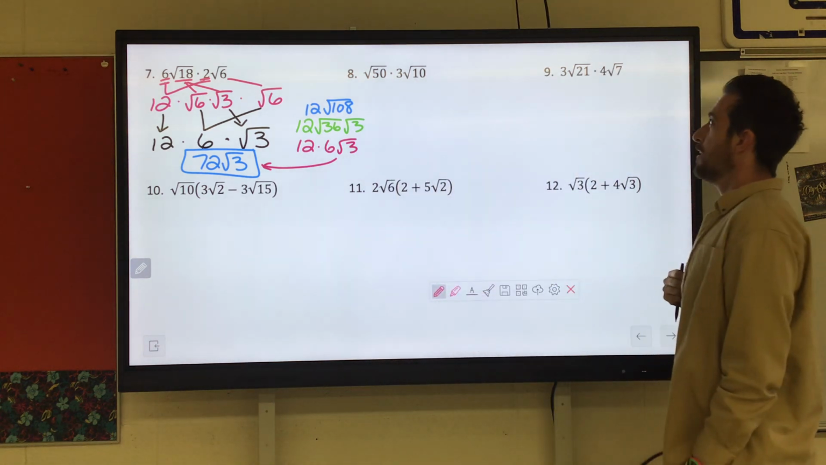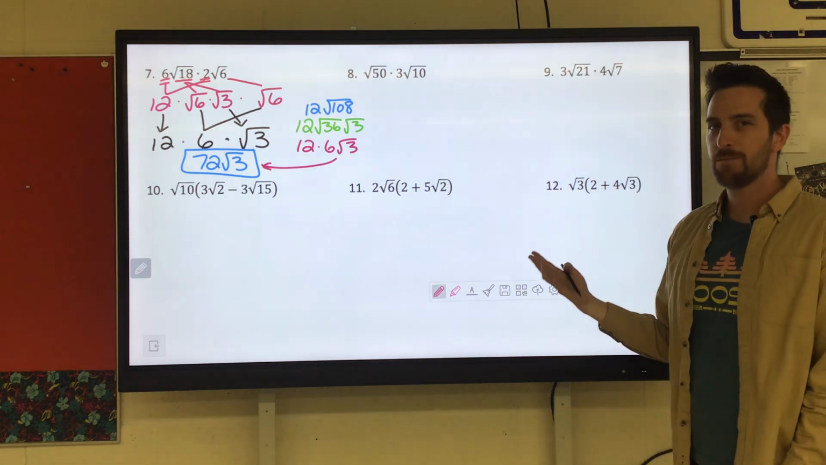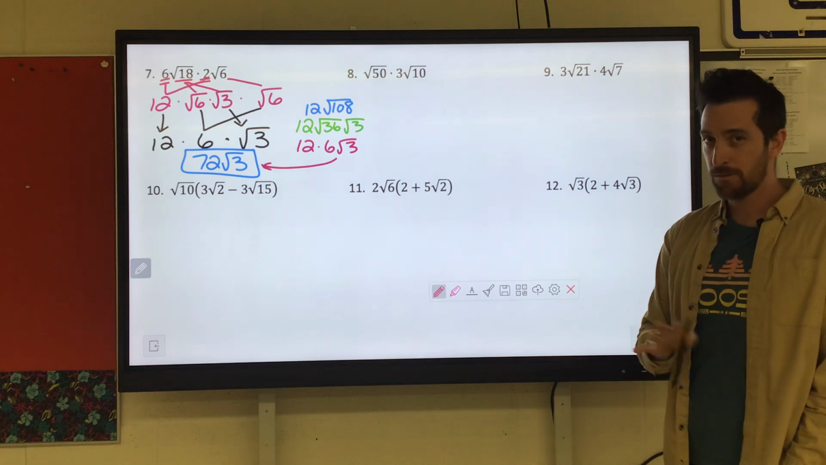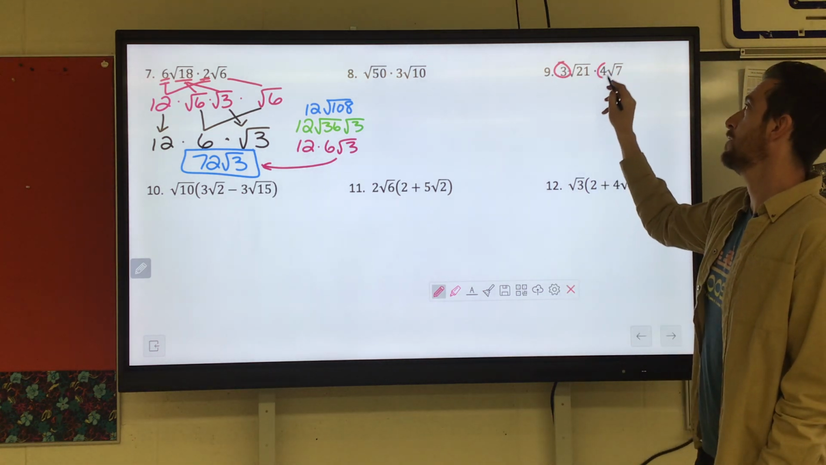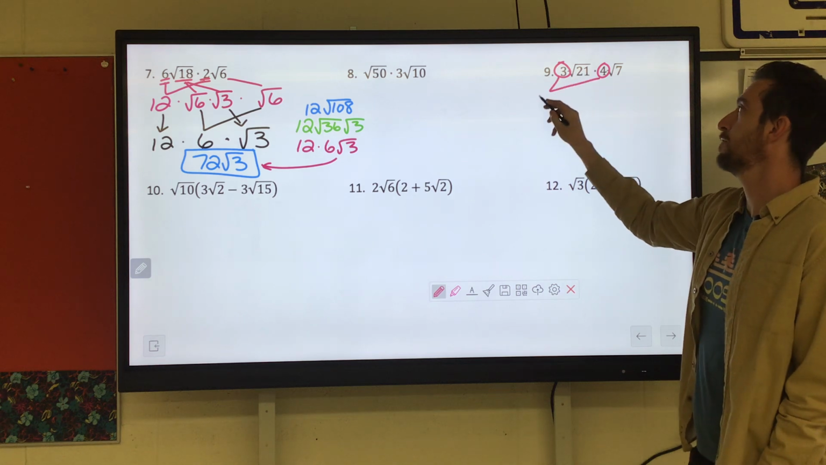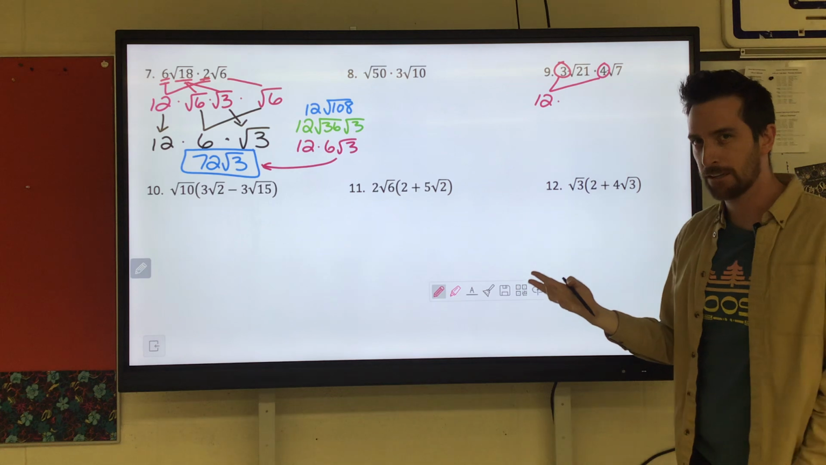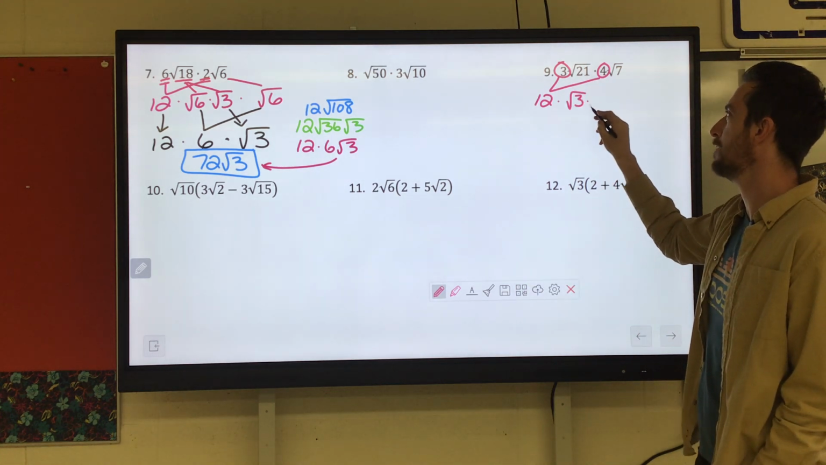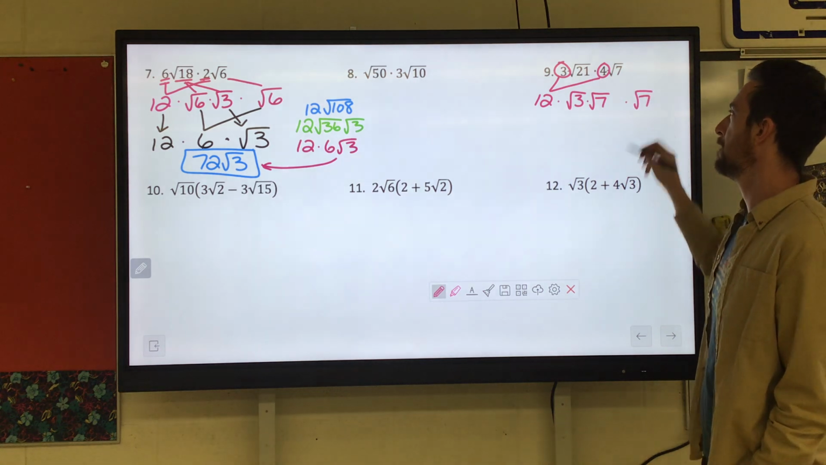All right, we're looking at 3 root 21, 4 root 7. Again, can we think of something that goes into 21 and 7, even if it's not a perfect square? I don't know, maybe. But let's try this. We got the 3 times 4, we can do that. That's 12. Now, 21 and 7, they have 7 as a common factor. So we can make the 21 3 times 7, and then we'll just have this other root 7 from up there.